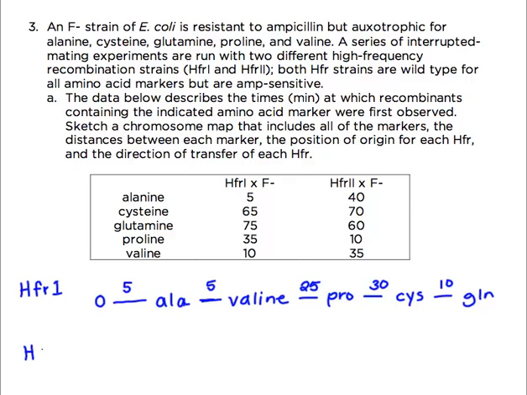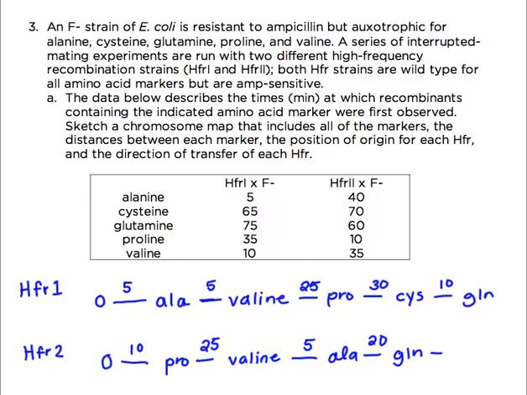So now for HFR2, we have the origin, and the first marker showing up is proline after a 10-minute gap. Next you have valine after 25 minutes. Then you have alanine at 5 minutes. Then glutamine, let me see, so 20-minute gap. And finally cysteine with a 10-minute gap.